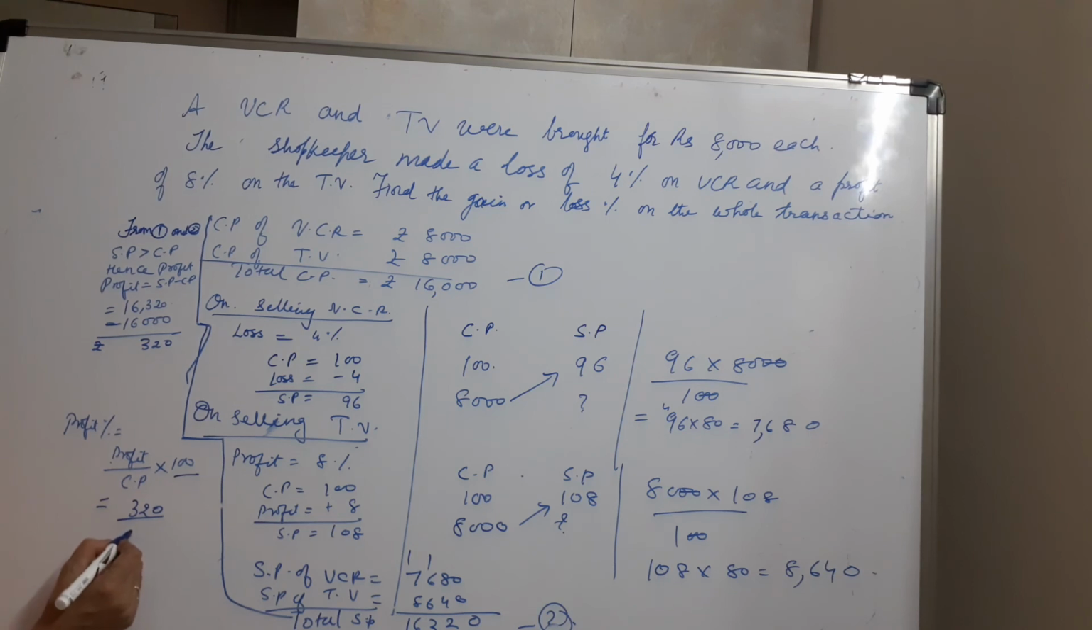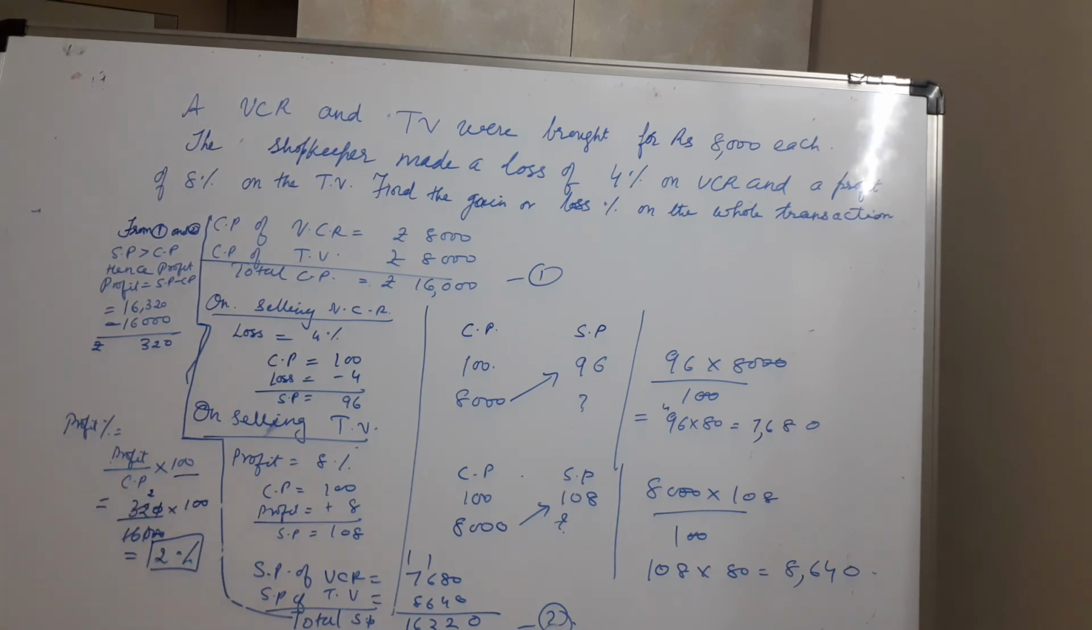320 upon what? In the whole transaction they are asking, so we will take total CP, 16,000 into 100. 16 twos are, it is coming to 2%. So they are getting 2% profit in the whole transaction.